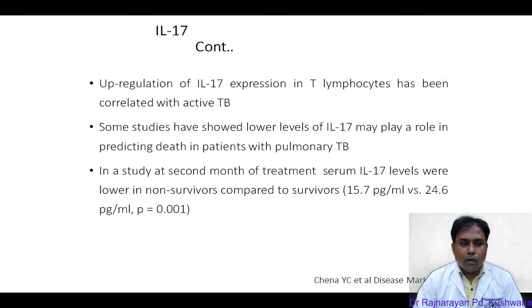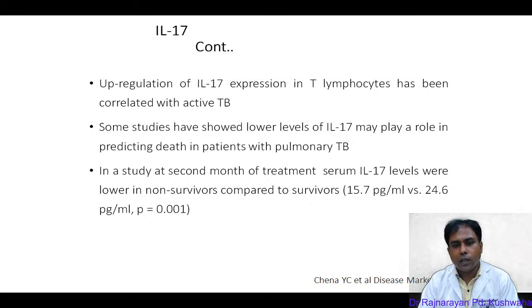Upregulation of interleukin 17 expression in T lymphocytes has been correlated with active TB, so interleukin 17 is a very good biomarker in a person suffering from TB. Some studies have shown lower levels of interleukin 17 may play a role in predicting death in patients with pulmonary TB. If a person is suffering from pulmonary TB and dies, then by looking at interleukin 17 we can predict this.